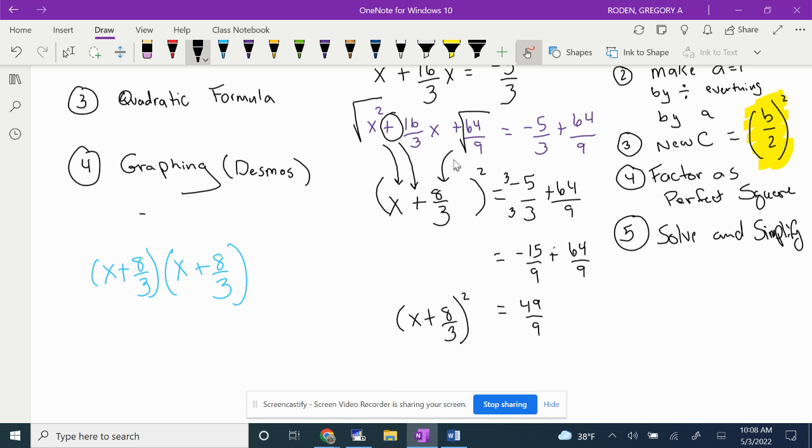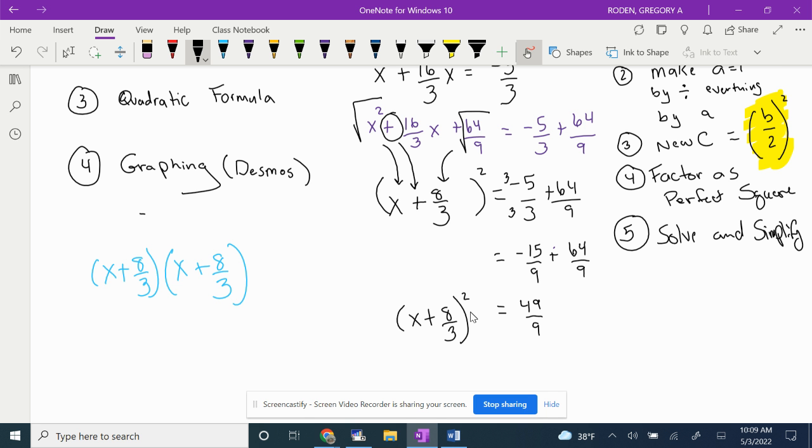Now, this process will always be the same. Right here, you're always going to square root the first thing and put that answer there. You're always going to put the sign in front of the b here, and you're always going to square root the new c and put it there. It's just the way it always is going to work. Okay? That's how you make a perfect square. That's the rule of writing perfect squares.